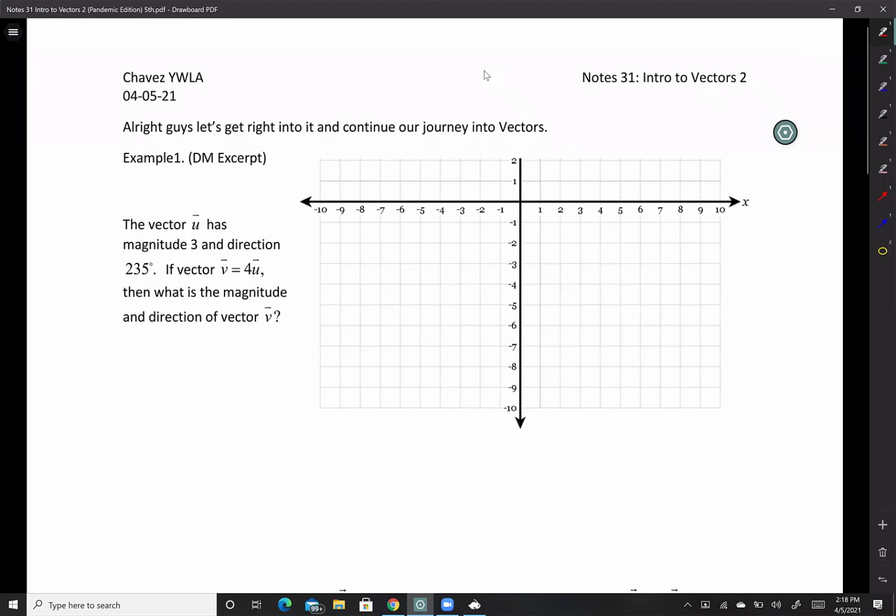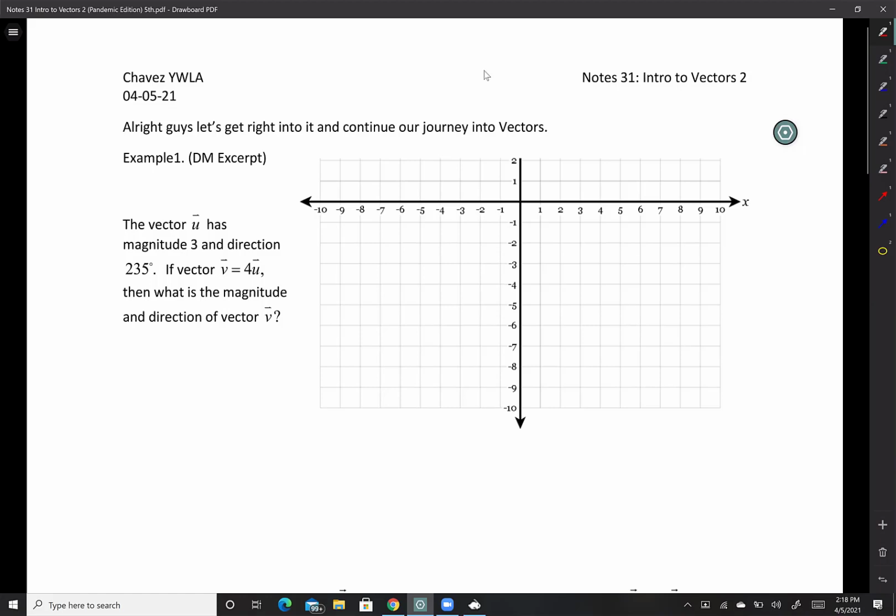So here's notes 31, intro to vectors 2. It's pretty straightforward. I think if you guys already had experience with vectors, you will be fine. After I finished this one pager, I went ahead and logged into Delta Math because Delta Math asks a lot of little guided questions, so I'll try to do that for you guys as well.